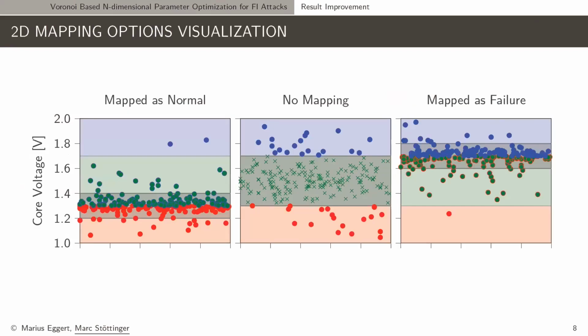So when you now let the Voronoi tessellation algorithm run and set up new points, and do no mapping, you will end up with this. You will find some points in the area where you have normal operation, some in the interesting area, and some in the area where the device shuts down.